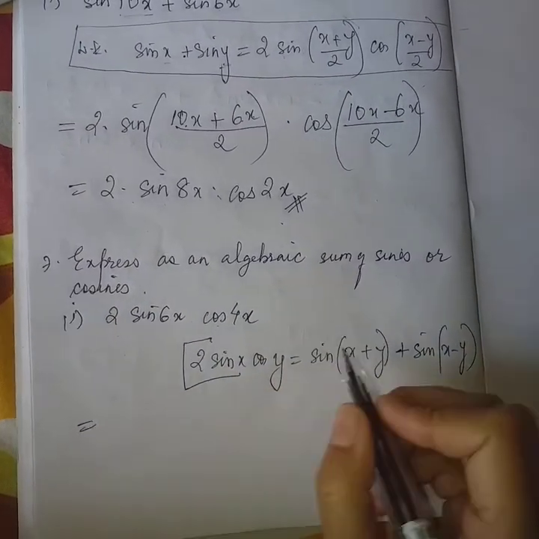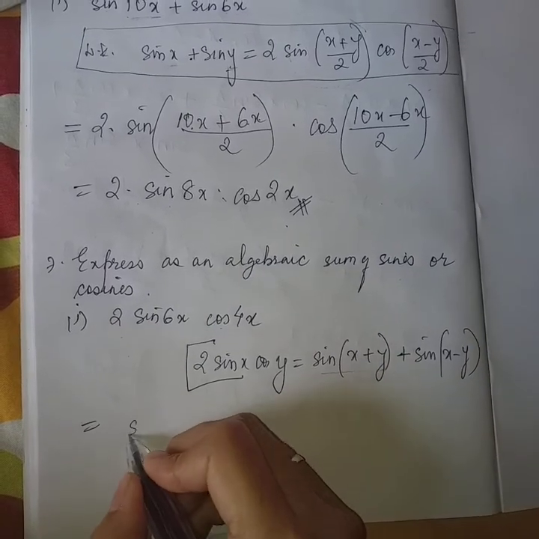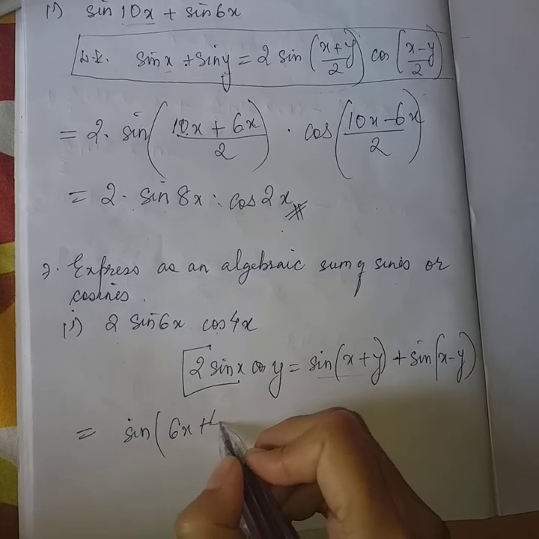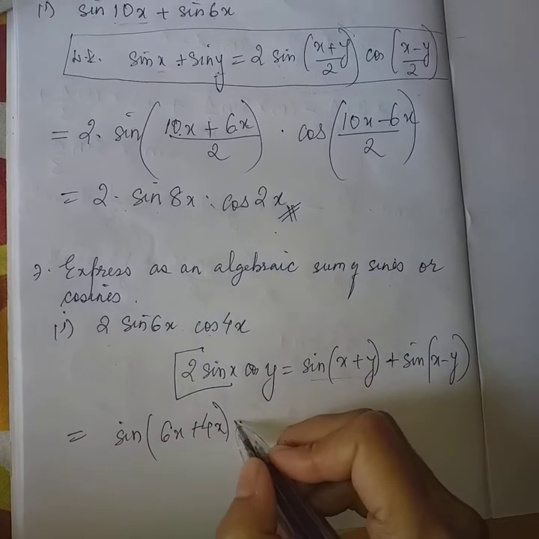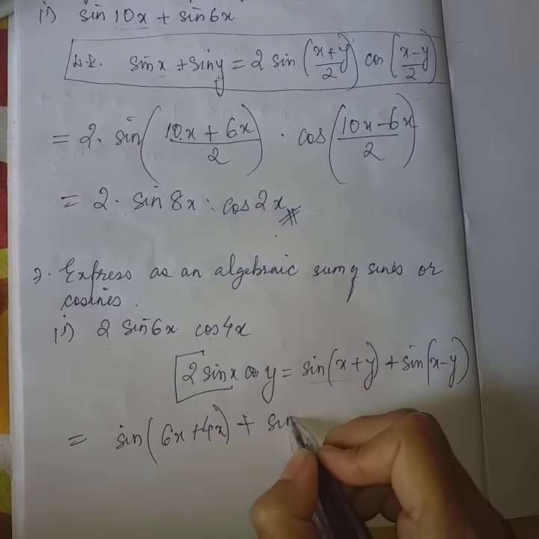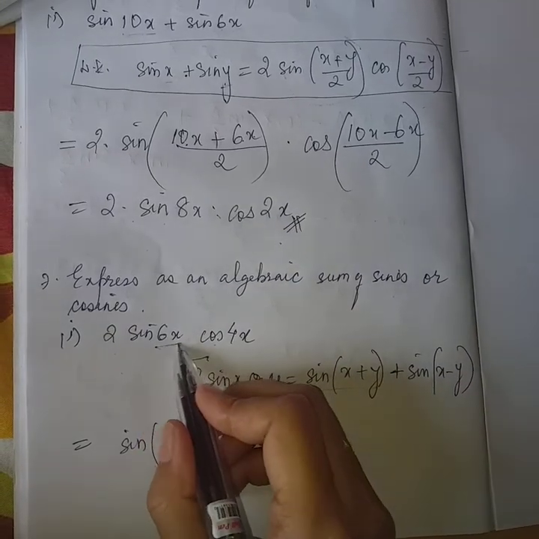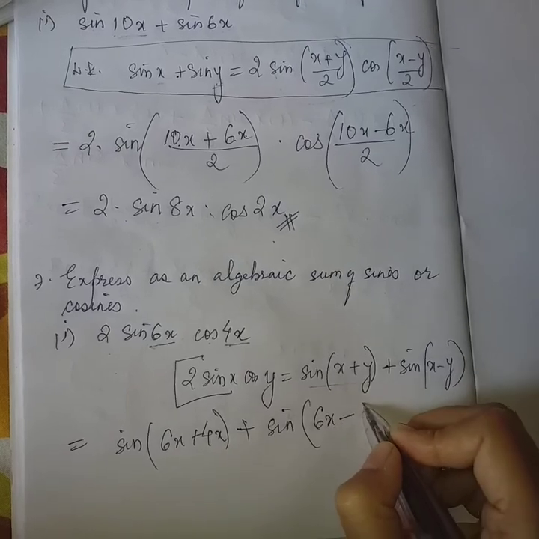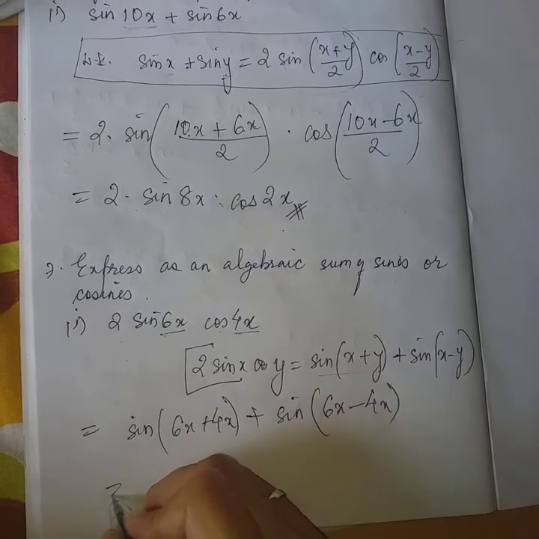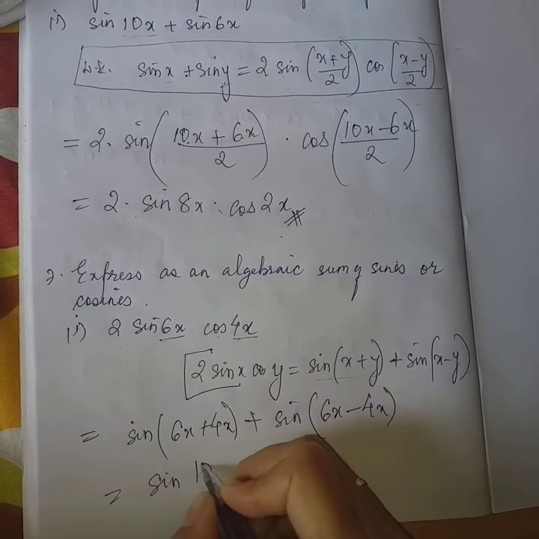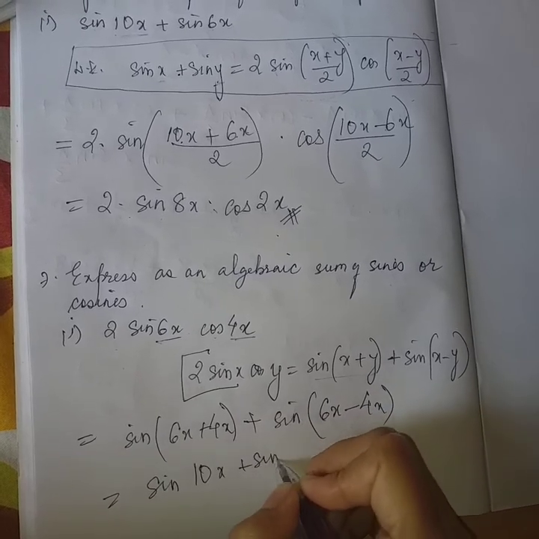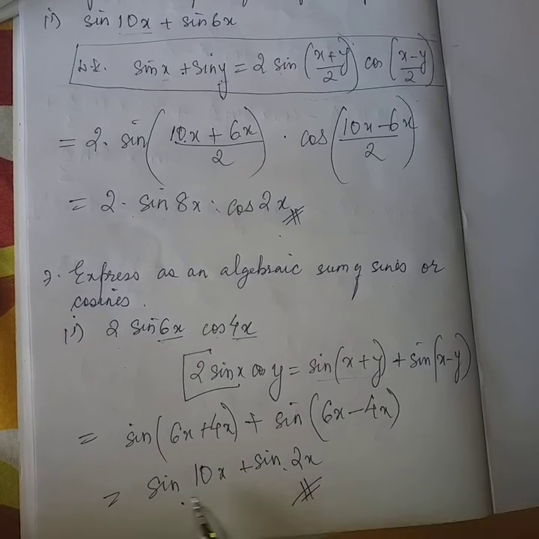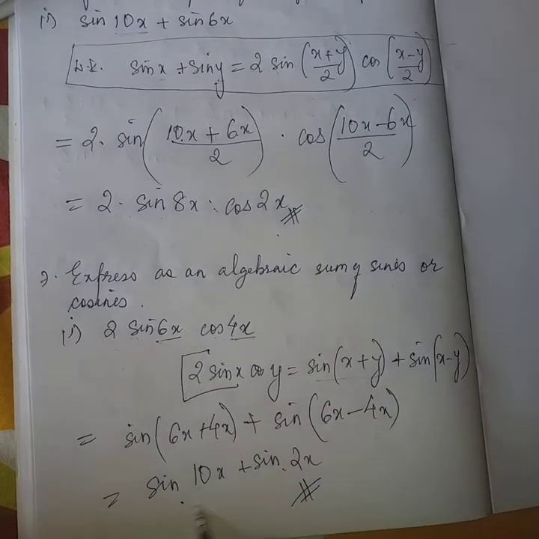So this will be equal to, here sine of x plus y means 6x plus 4x, and plus sine of x minus y means here in place of x we have 6x, in place of y we have 4x, so 6x minus 4x. So this is equal to sine of 10x plus sine of 2x. So we have expressed it as the sum of sines. So our product we have expressed as a sum.